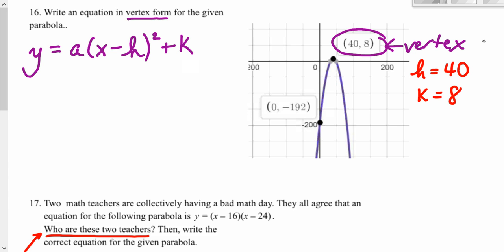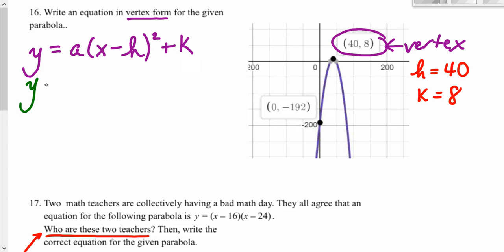Hi, this is a help video for the review on Unit 2, Problems 16 and 17. In Problem 16, they give you the idea that you should start with vertex form. So in purple, I have written out what vertex form is. In the picture, I have identified that the vertex is (40, 8). That means h is 40, k is 8 in my vertex form.